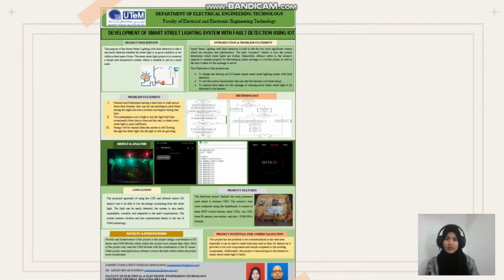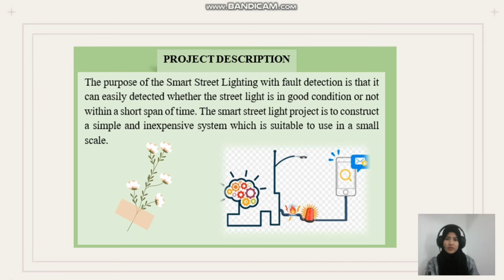This is the poster for my project. First of all, I will tell you about my project description. The purpose of smart street lighting with fault detection is that it can easily detect whether the street light is in a good condition or not within a short span of time. The Smart Street Light project is to construct a simple and inexpensive system which is suitable to use on a small scale, for example in a rural area.